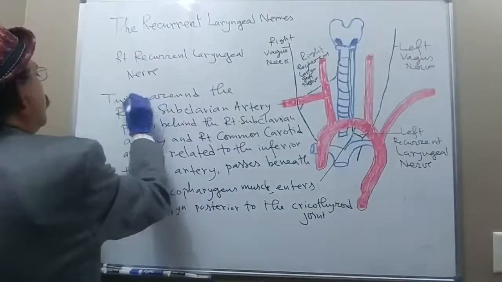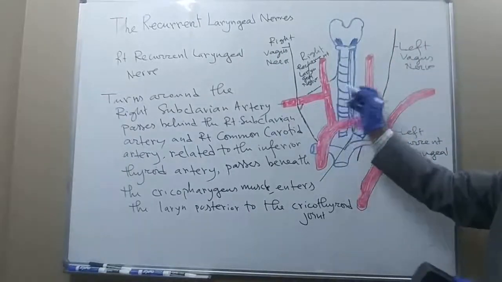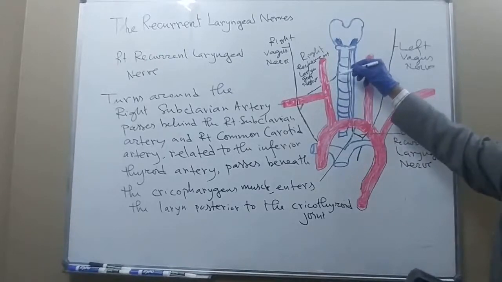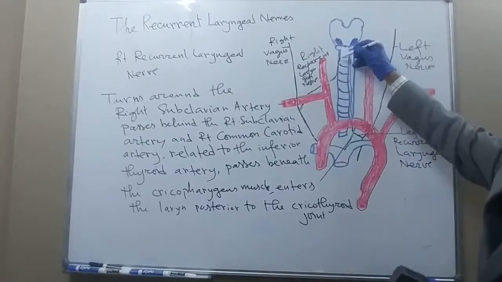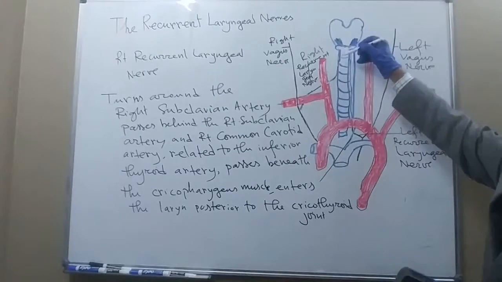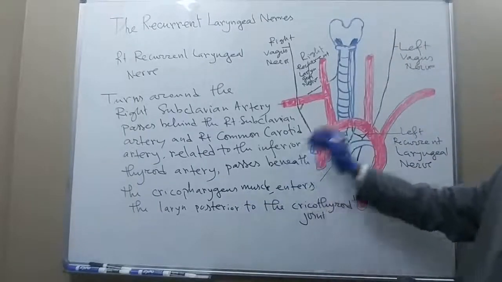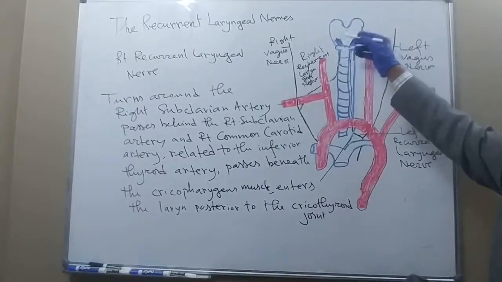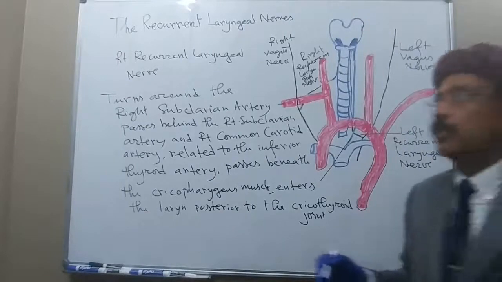It turns around the right subclavian artery here. This is the right recurrent laryngeal nerve. It passes behind the right subclavian artery and the right common carotid artery, and goes to the tracheoesophageal groove. Then it is related to the inferior thyroid artery and passes beneath the inferior constrictor, the cricopharyngeus muscle, the lower part of the inferior constrictor. It passes behind the cricothyroid joint and enters the larynx. That is the course of the right recurrent laryngeal nerve.